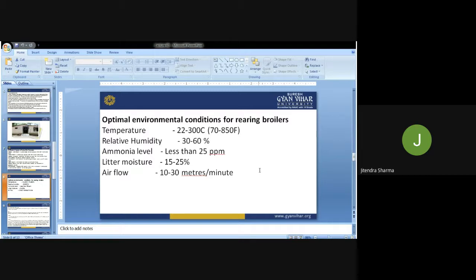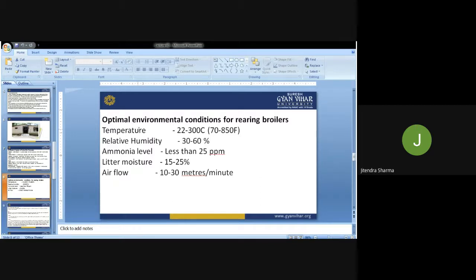Then the airflow. That can only be possible if we have a controlled environmental kind of housing. But anyway, we have to keep this in mind while we are selecting the site and building the building, that there should be a proper ventilation arrangement. The scientific recommendation is that we have to maintain 10 to 30 meters per minute of air. That kind of ventilated housing is recommended for poultry farming.